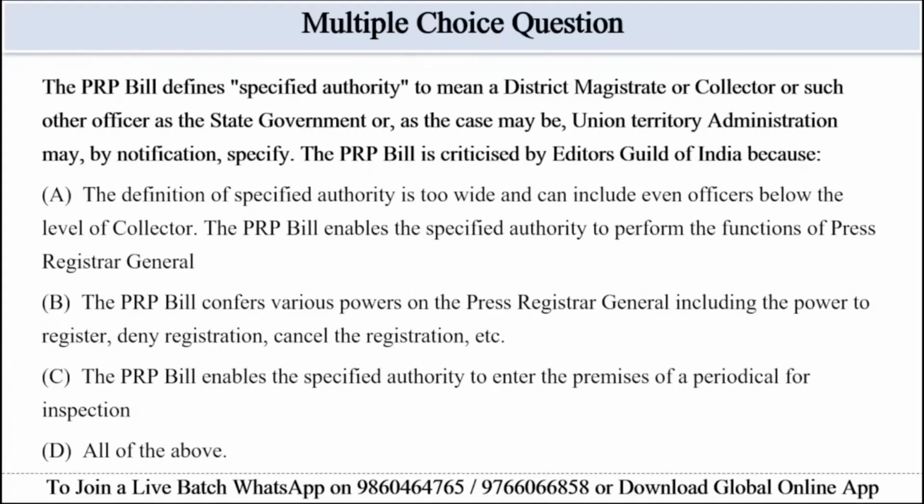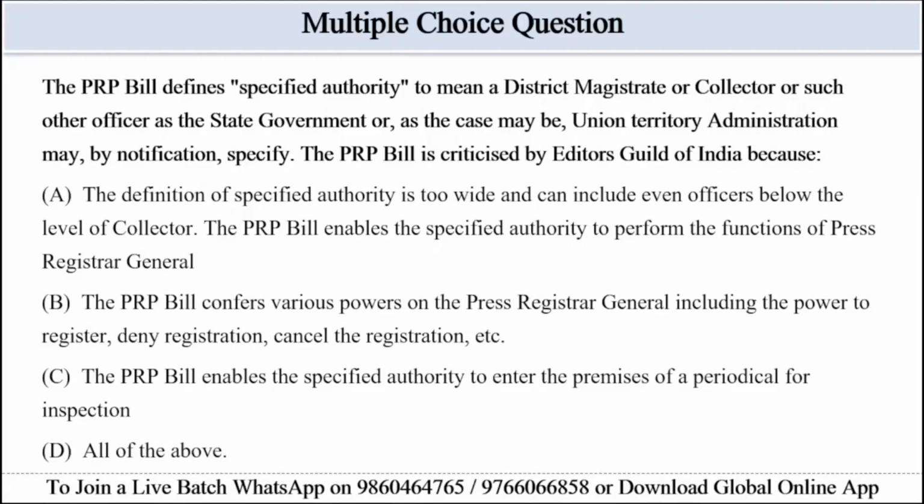In case of option A, the definition of specified authority is too wide and can include even officers below the level of collector. The PRP bill enables the specified authority to perform the functions of a press registrar general. This reflects the concern that the power of the registrar can be delegated to other agencies, including law enforcement, making the definition too wide and intrusive.